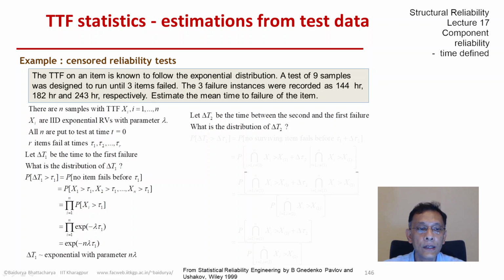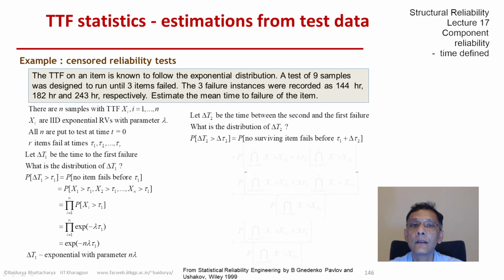Let us proceed similarly. So let's take the exceedance type event, delta T2 greater than delta tau 2. That's the probability which we are trying to find. We have to be very careful in this definition. It's basically asking for the probability of an event which is no surviving item fails before tau 1 plus delta tau 2. That's very important. No surviving item fails before tau 1 plus delta tau 2.